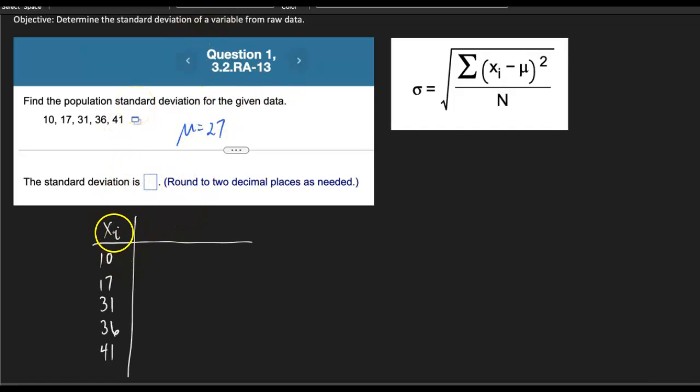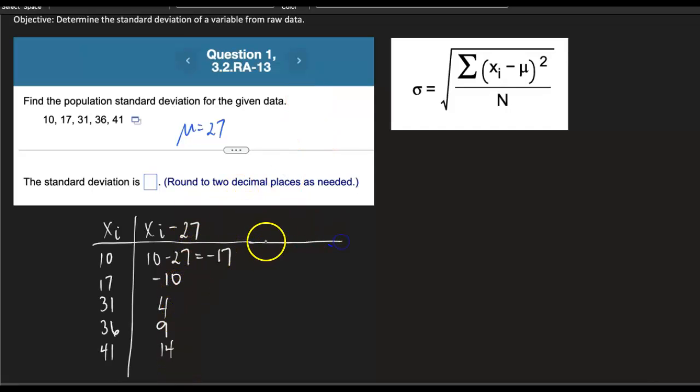Next, I'm going to organize my information in a chart form so that I can work with this formula from the inside out. So notice that each piece of data, we need to subtract the mean. So in my next column here, I'm going to write x sub i minus 27. So it's the same thing as saying 10 minus 27 and then calculating that to be negative 17. So I'm going to go ahead and fill in the rest of those values. And you can see I've just done that here.